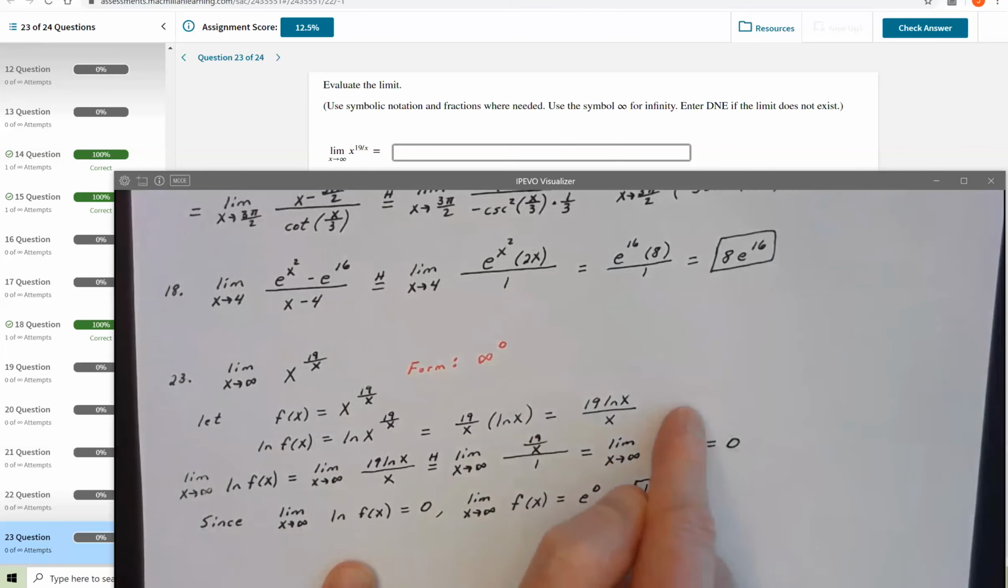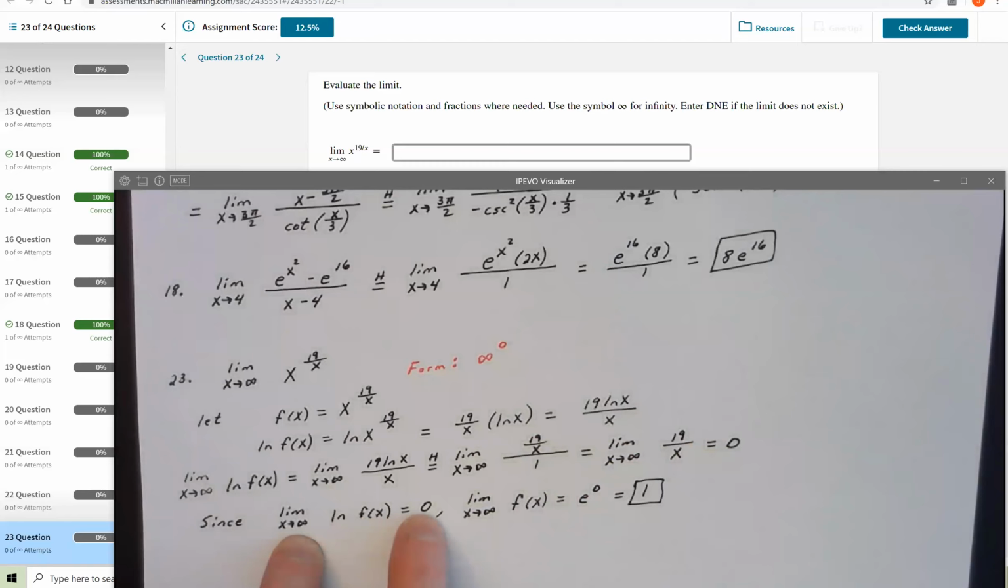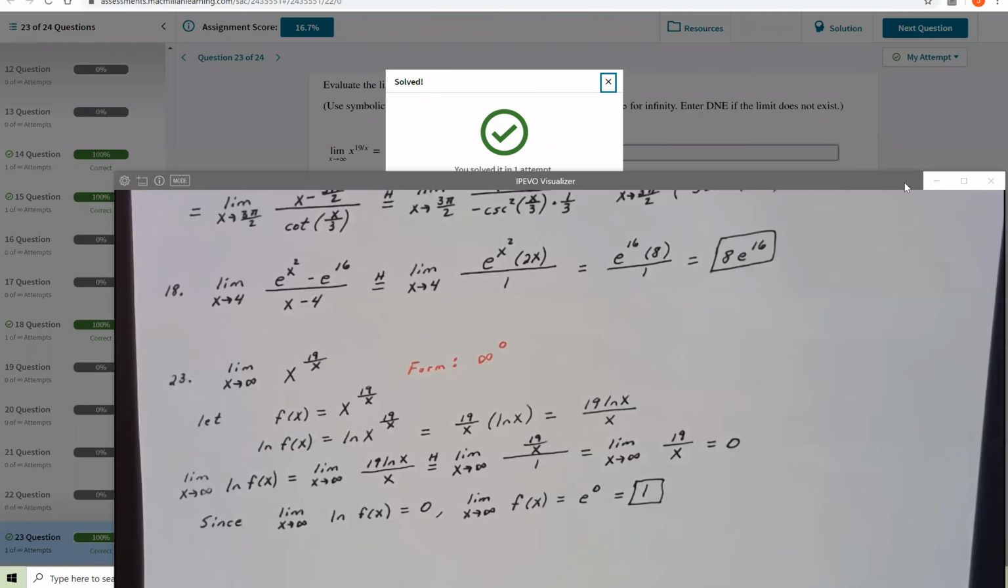Well, as x goes to infinity, 19 divided by infinity, in fact, any finite number divided by infinity, goes to 0. So what I have shown, and I've put down here, is that the limit as x approaches infinity of the natural log of f of x is 0, and that's not our answer. Our answer needs to be just the limit as x approaches infinity of f of x. Well, to get from this to what we need, you would just need to exponentiate each side. So I can say, well, then the limit as x approaches infinity of f of x would equal e to the 0, and you know e to the 0 is 1. So our final answer here should be 1. I put that in, check answer, and it's saying correct.